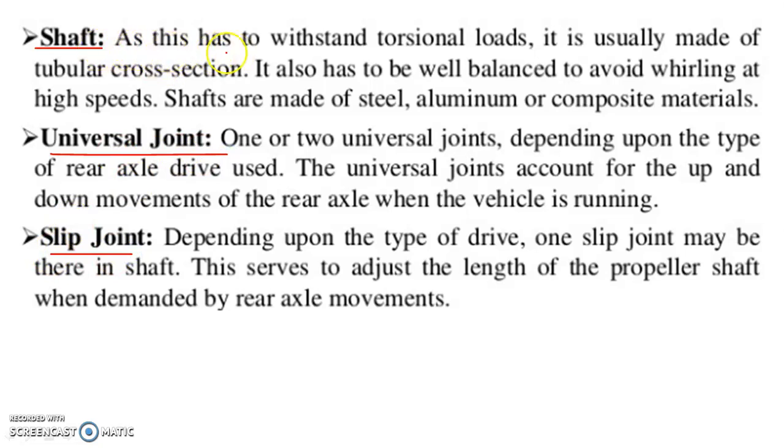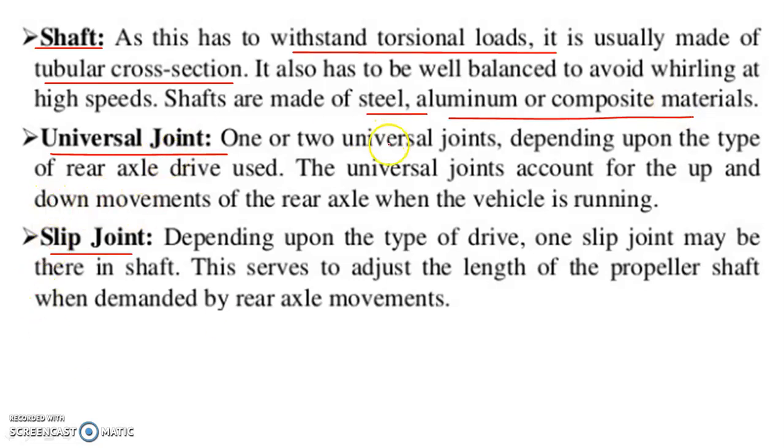What is shaft? As this has to withstand the torsional loads, it is usually made of tubular cross section. It also has to be well balanced to avoid whirling at high speed. Shafts are made of steel, aluminum or composite material. So these are the materials used for the shaft.